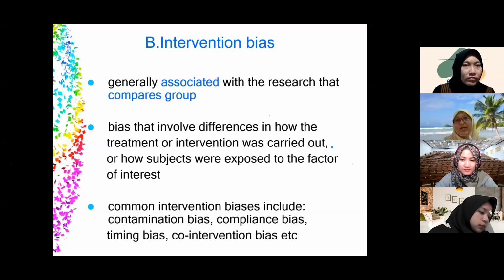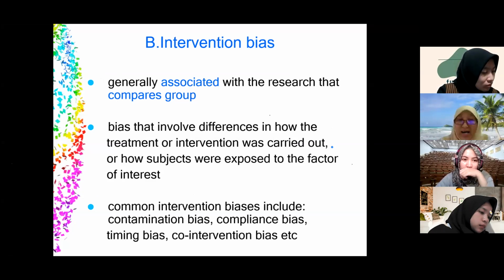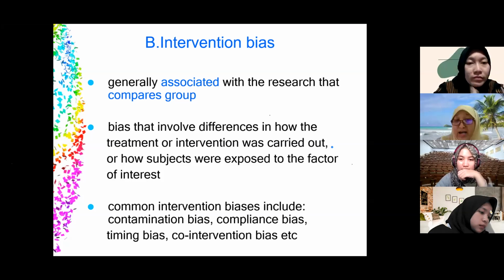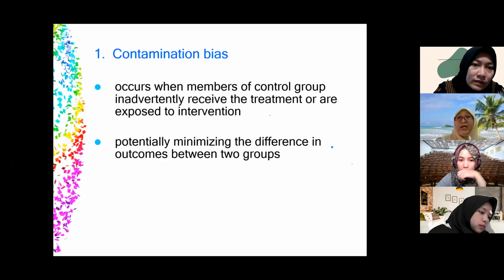Intervention bias pula. This is basically associated dengan research yang compare group, ya, compare group. These bias involve differences in how the treatment or intervention was carried out or how subjects were exposed to the factor of interest. Contohnya contamination bias. Let's say, for example, this happened when members in the control group receive the treatment or are exposed to the intervention.